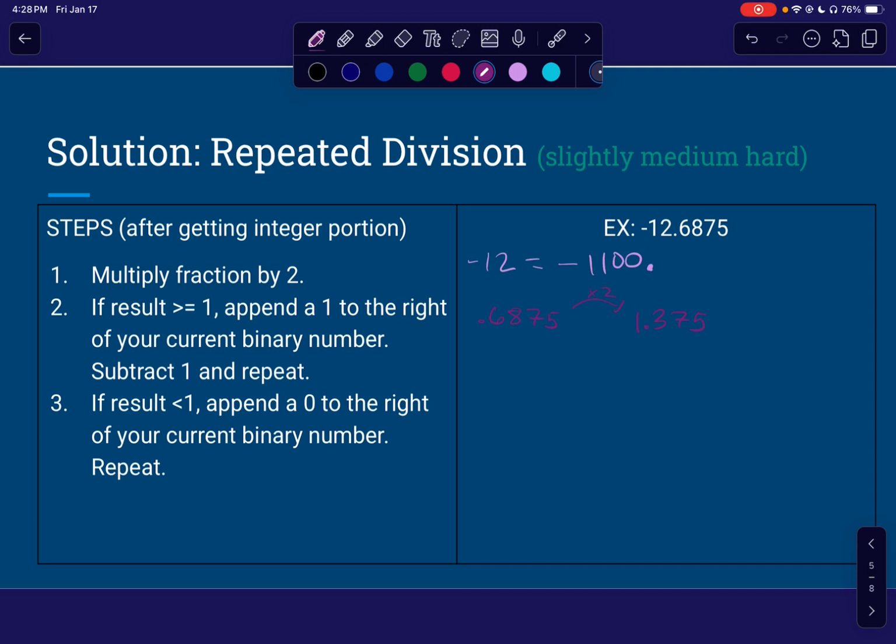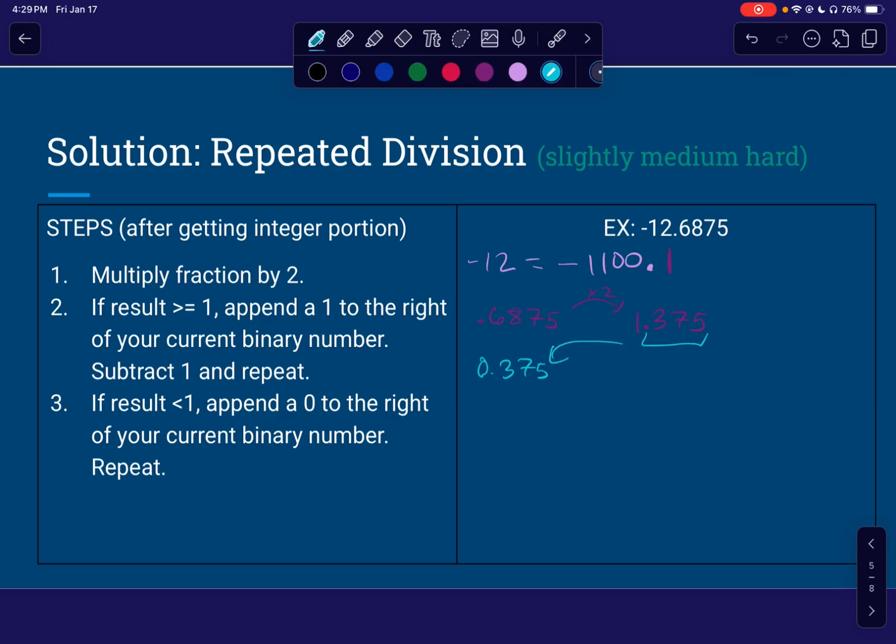And we're looking at our result. Is it greater than or equal to 1? Yes, it is. So we are going to append a 1 up there to the right of our binary number. Next thing we want to do is subtract. I'll use blue here. Subtract 1, bring this down, and we're going to repeat.